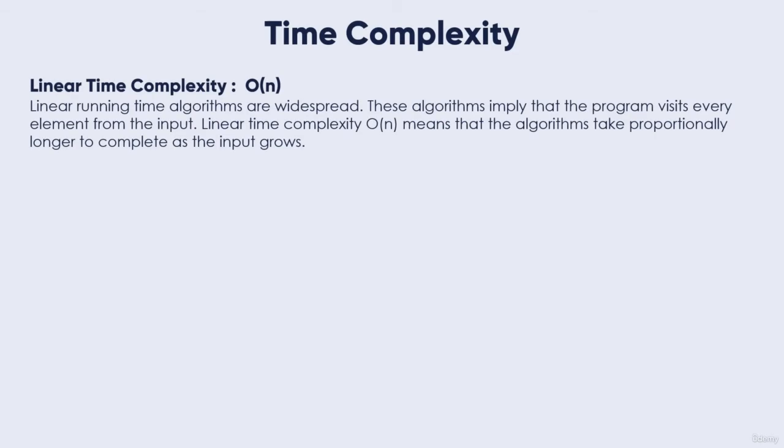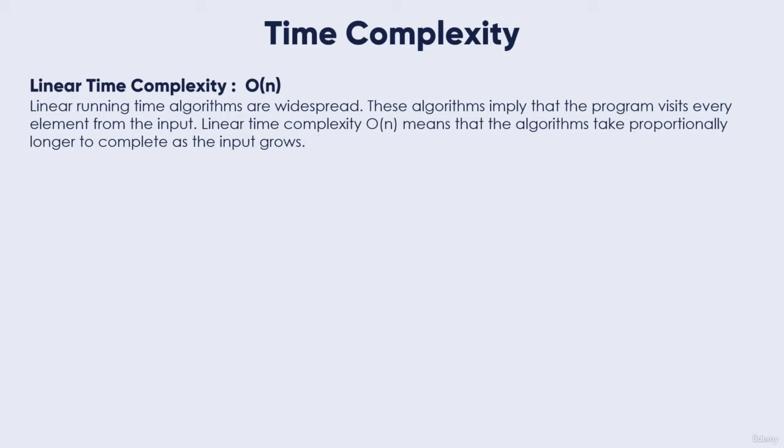The next time complexity is the linear time complexity, O of n. Linear running time algorithms are widespread. These algorithms imply that the program visits every element from the input. Linear time complexity O of n means that the algorithms take proportionally longer to complete as the input grows. This is very important. As the input grows, the algorithm will take more time to be completed.